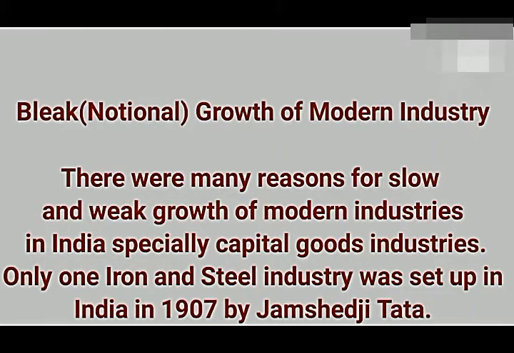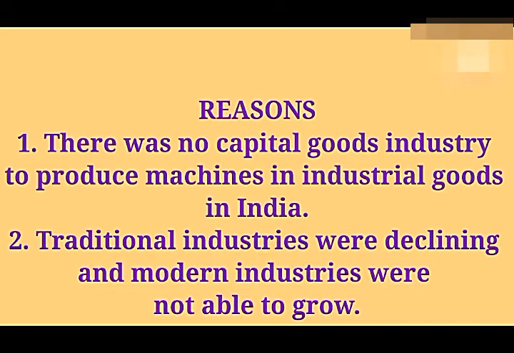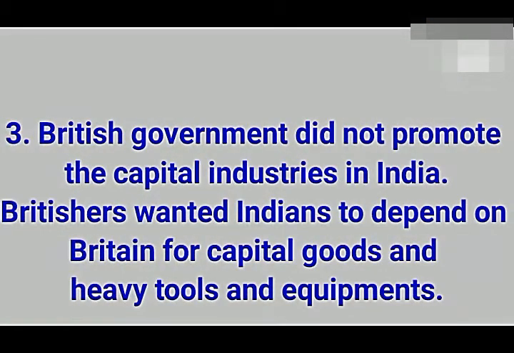Only one iron and steel industry was set up in India by 1907, that too by Jamshedji Tata in Jamshedpur, which was known as TISCO, Tata Iron and Steel Company. The reasons behind this were that there was no capital goods industry to produce machines and industrial goods in India. Moreover, the traditional handicraft industries and cotton and textile industries were already declining, and modern industries to produce tools and equipments or machines were not able to grow.